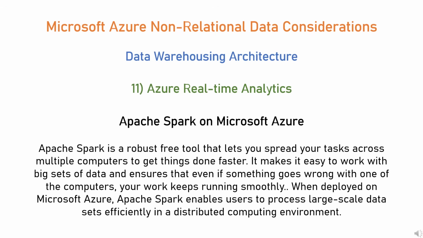Apache Spark on Microsoft Azure. Apache Spark is a robust free tool that lets you spread your tasks across multiple computers to get things done faster. It makes it easy to work with big sets of data and ensures that even if something goes wrong with one of the computers, your work keeps running smoothly. When deployed on Microsoft Azure, Apache Spark enables users to process large-scale data sets efficiently in a distributed computing environment.